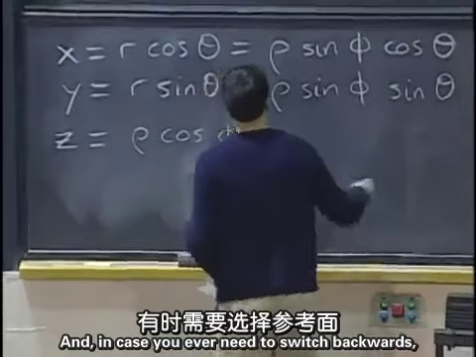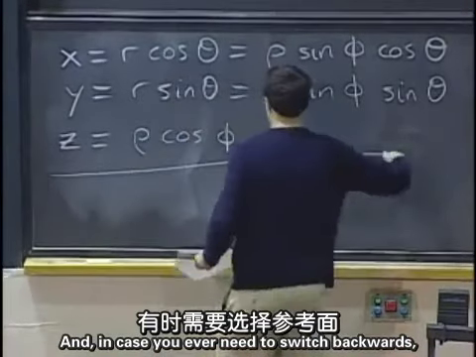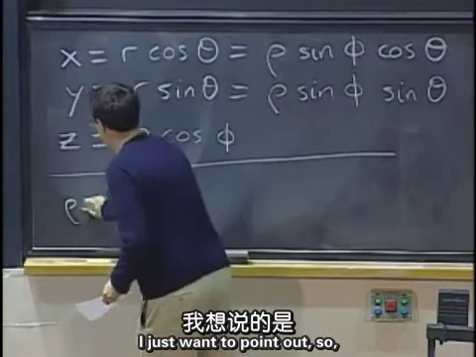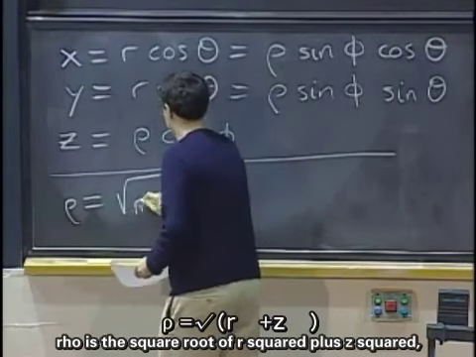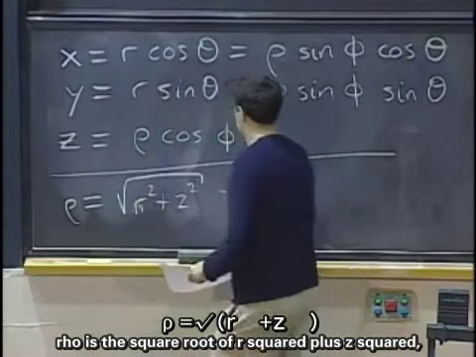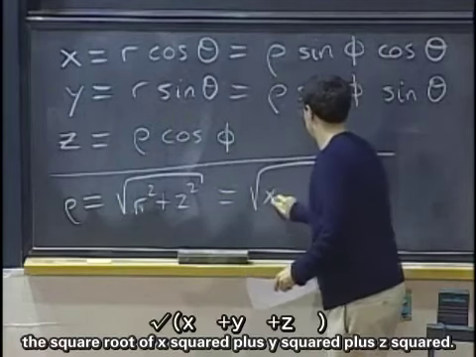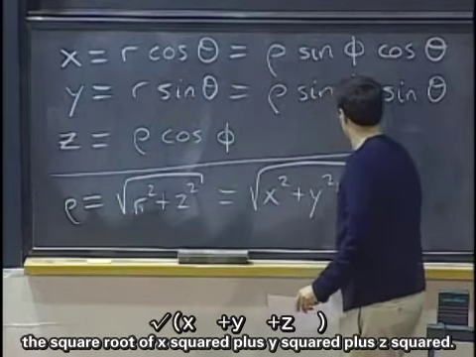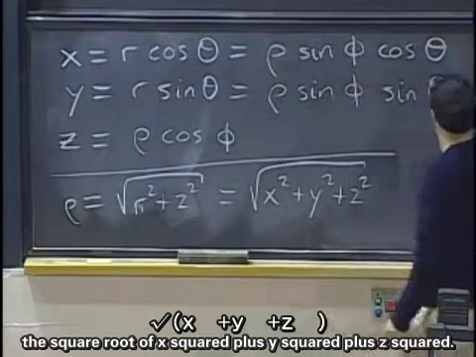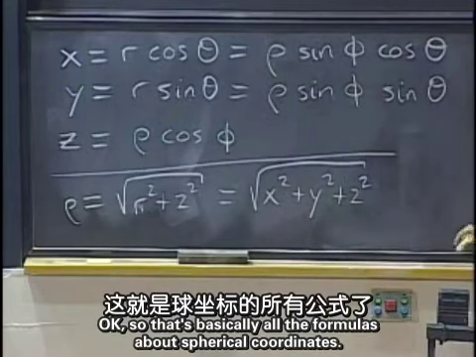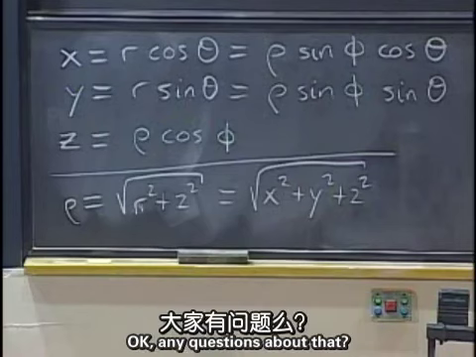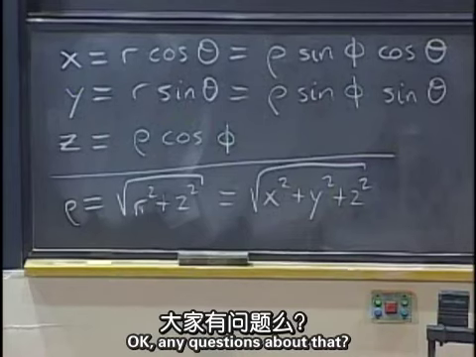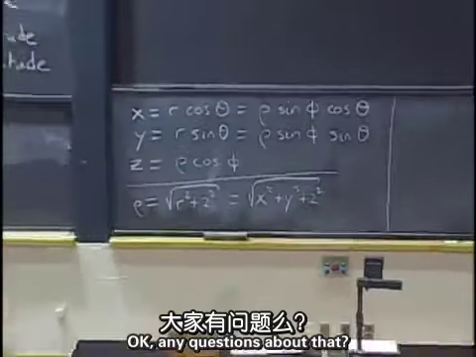Okay, and oh yeah, in case you ever need to switch backwards, I just want to point out, so rho is the square root of r squared plus z squared, which means it's the square root of x squared plus y squared plus z squared. Okay, so that's basically all the formulas about spherical coordinates. Okay, any questions about that? No?